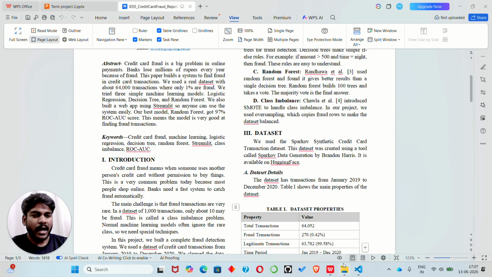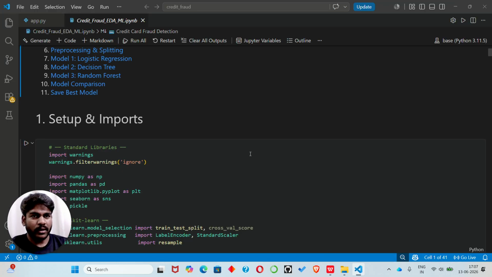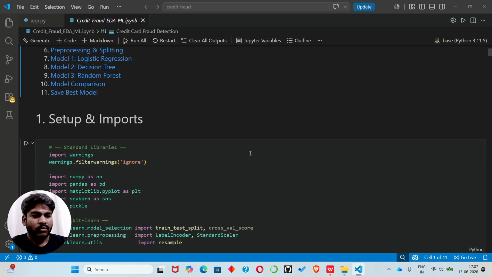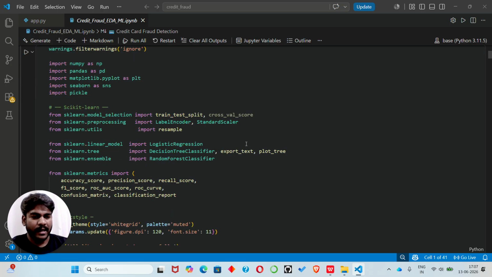For this project, I use the following tools and technologies. The programming language is Python. For data handling, I use Pandas and NumPy. For machine learning, I use Scikit-learn. For making graphs and charts, I use Matplotlib and Seaborn. For the web application, I use Streamlit.